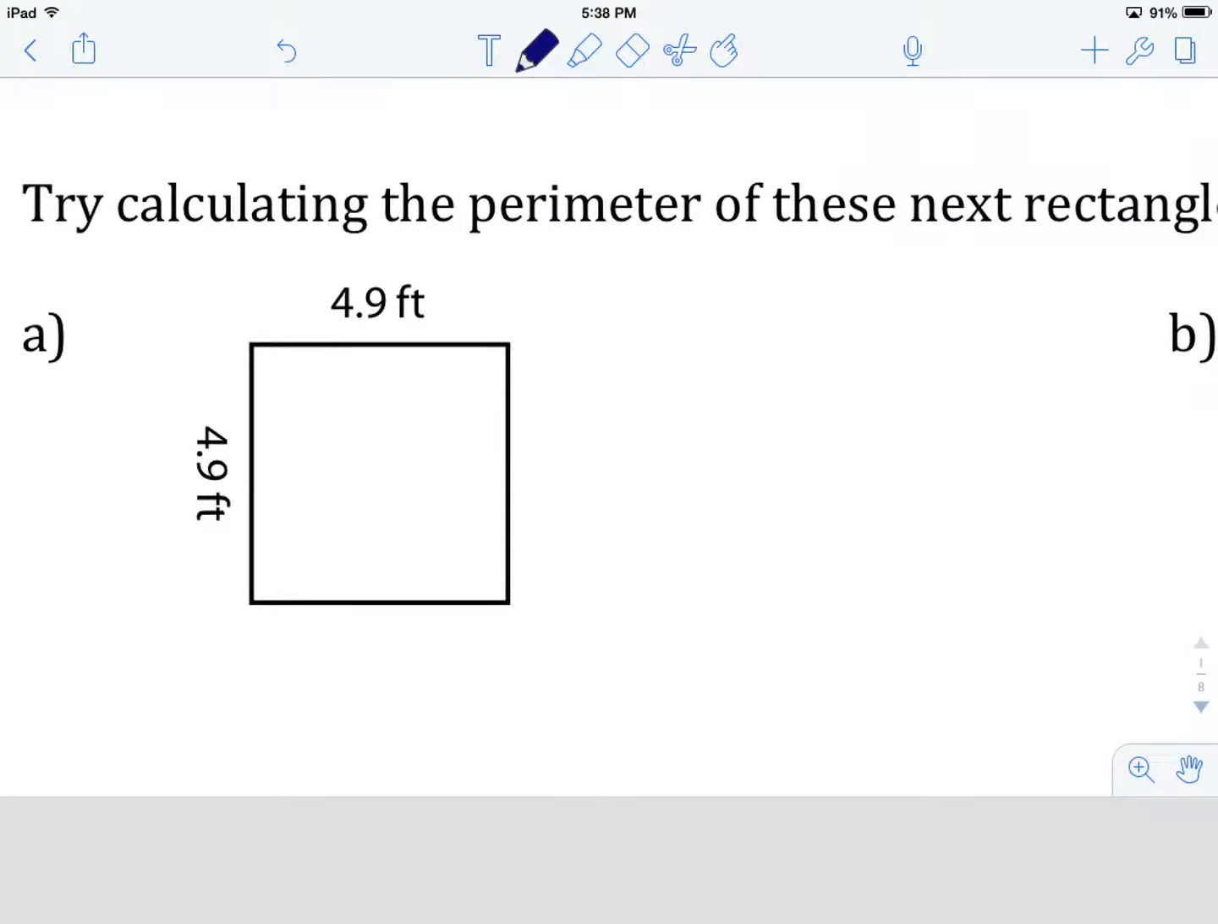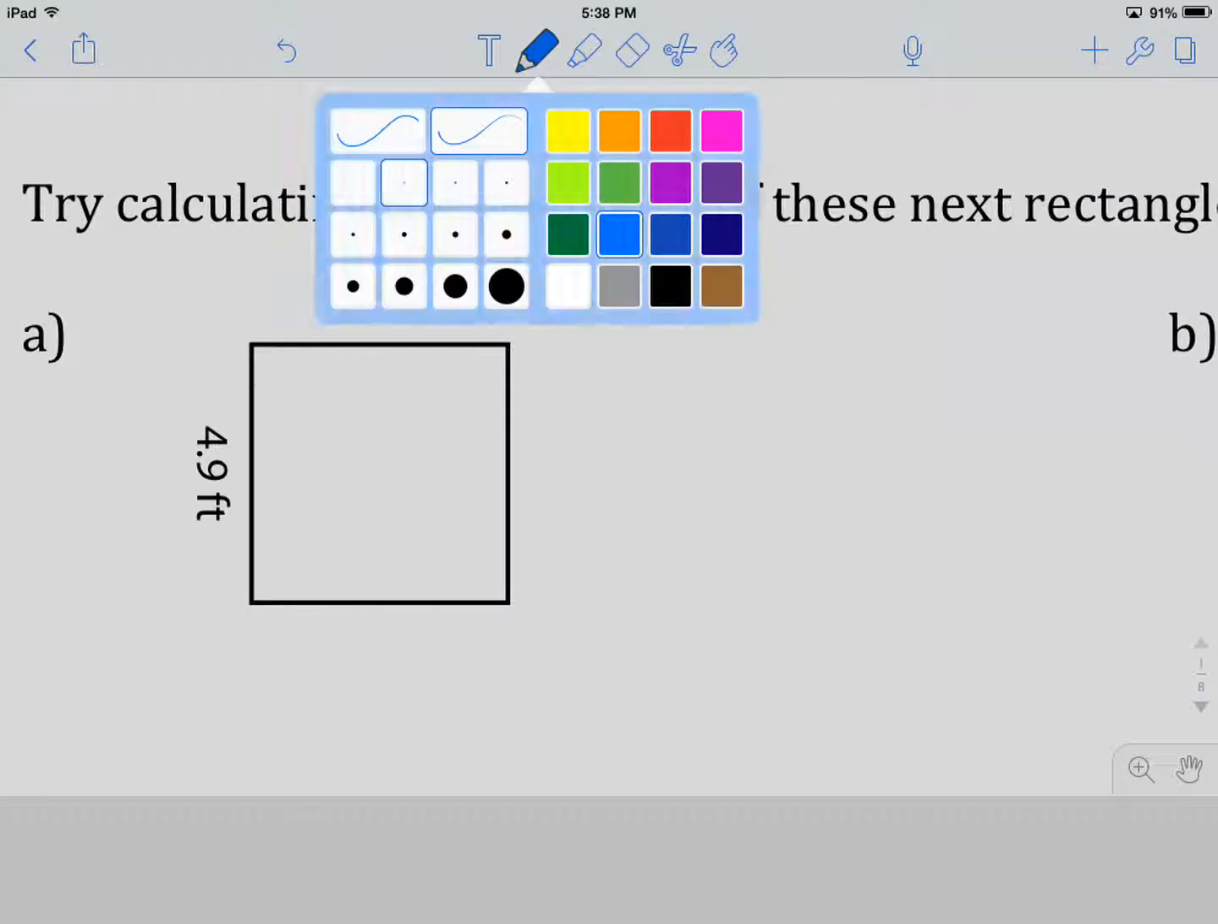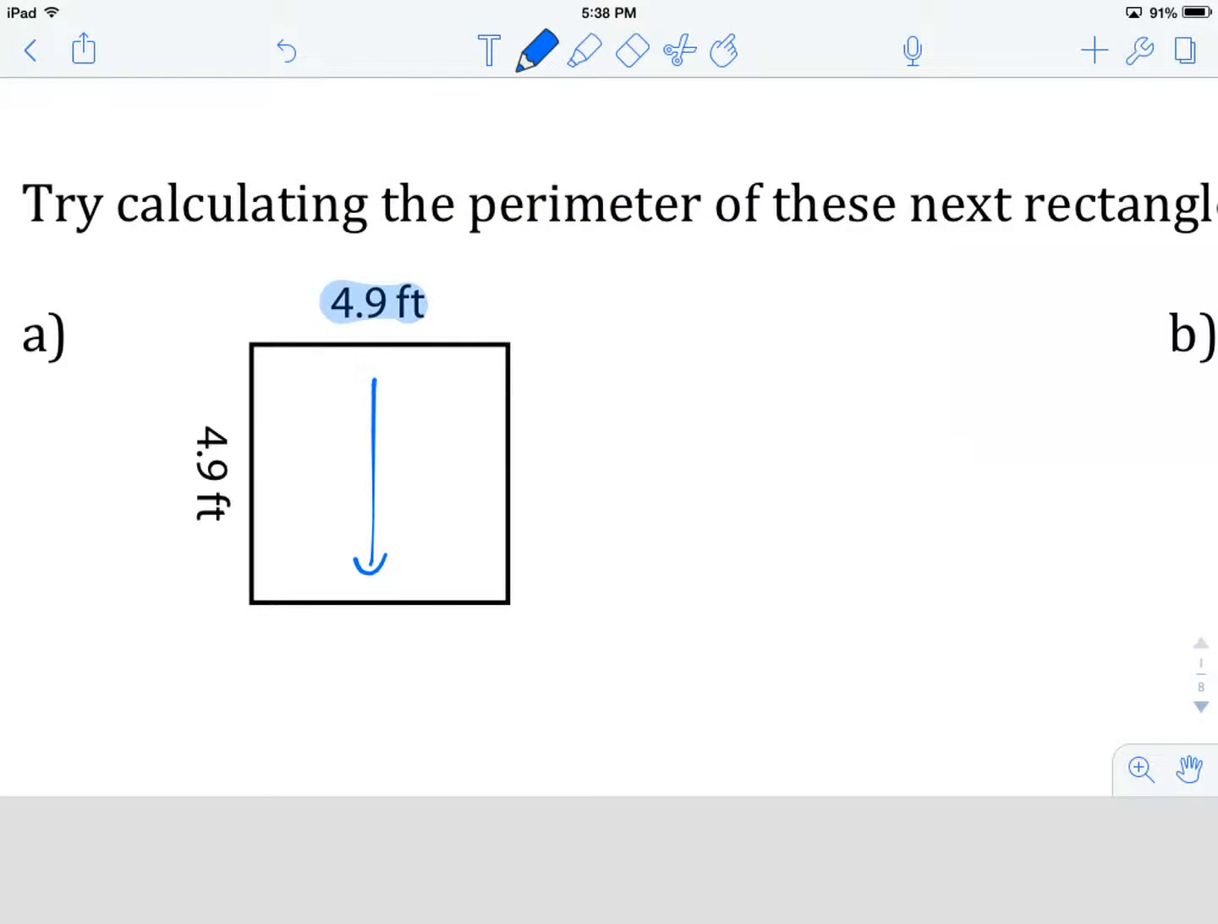A is a special type of rectangle, actually. It's still a rectangle, but you'll notice that the two sides that are listed here, their opposite sides will also share that same length. So that side across from it is also going to be 4.9 feet. And this side over here, which is 4.9 feet, the side across from it will be 4.9 feet. And at this point we realize all sides are going to be 4.9 feet. And that shape has a special name.